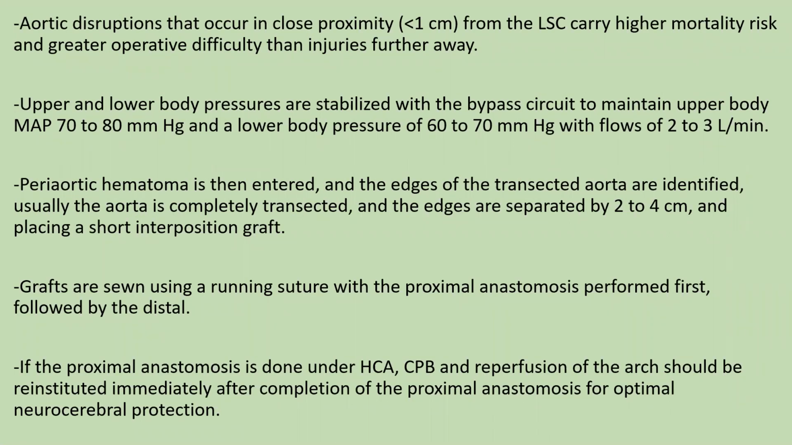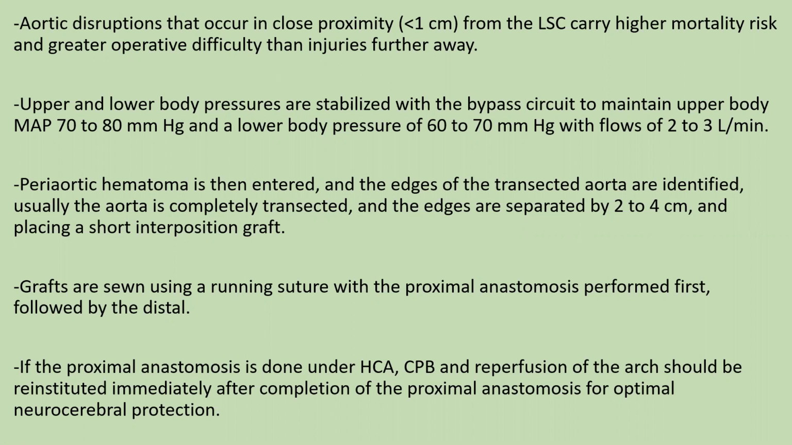So aortic disruptions that occur in close proximity, less than 1 centimeter from the left subclavian, carry a high mortality risk and greater operative difficulty than injuries further away. So the upper and lower body pressures are stabilized with a bypass circuit to maintain the upper body MAP at 70 to 80 and the lower body pressure at 60 to 70, with a flow rate of 2 to 3 liters.